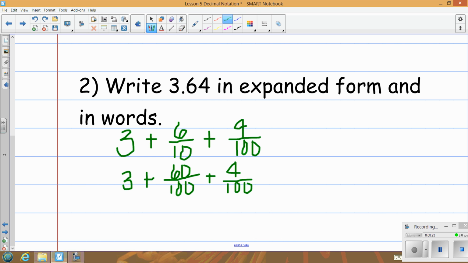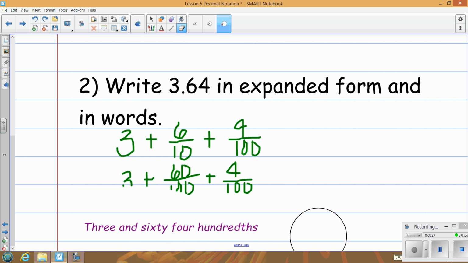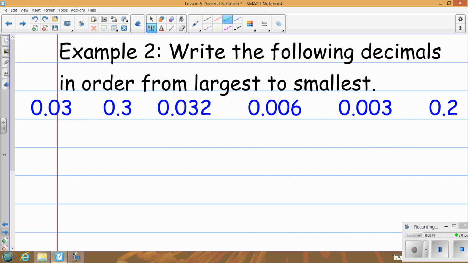So basically, when you go to say this, you're going to say 3 and where your decimal is, 64 hundredths, because you have the 60 plus the 4 all over 100. So you just say 64 hundredths. So that's that.